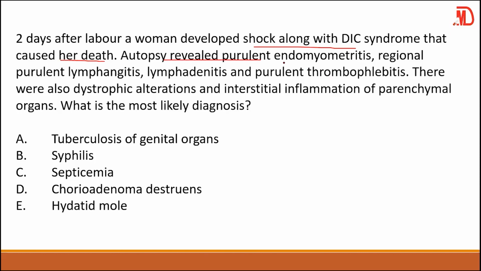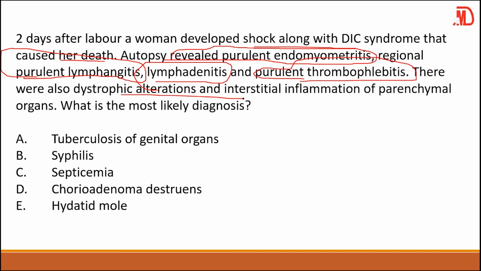Autopsy revealed purulent endomyometritis. That means infection is there. Regional purulent lymphadenitis. Again, infection of the lymphoid. Purulent thrombophlebitis is also there. So infection. There were also dystrophic alterations and interstitial inflammation of the parenchymal organs. What is the most likely diagnosis? Guys, we are talking about a severe form of sepsis. Or this is sepsis, let me put it that way. This is what? Sepsis.